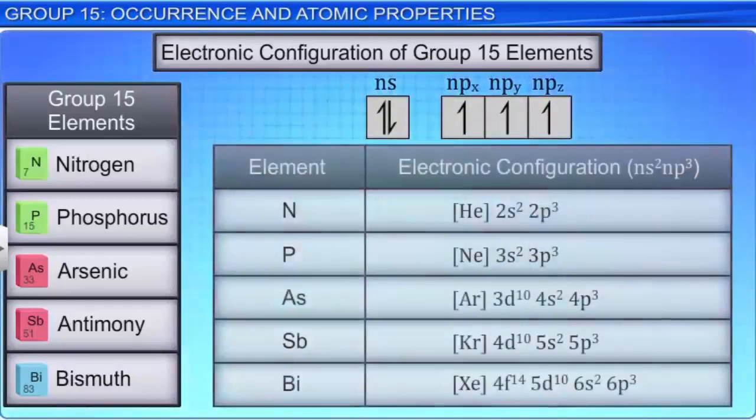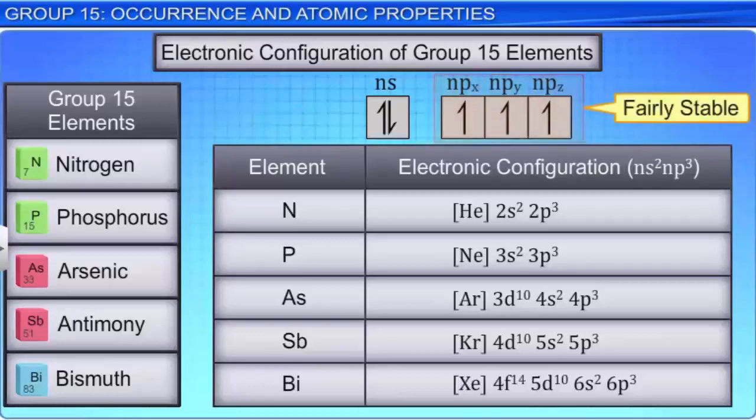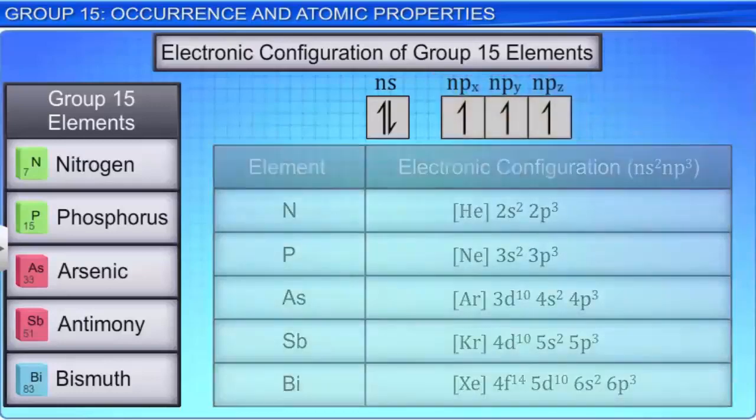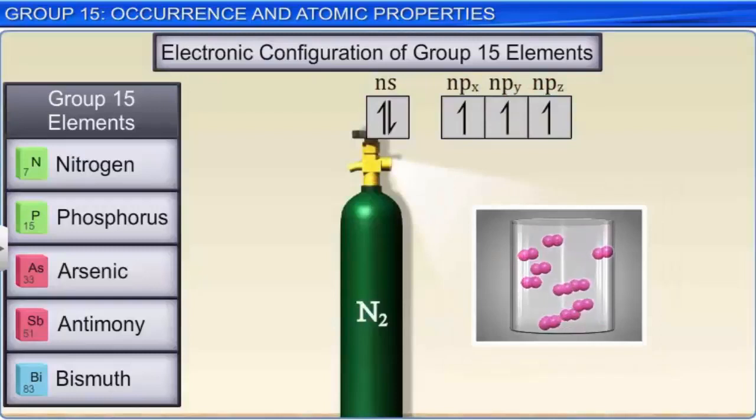The electronic configurations of these elements are listed in the table here. Due to the exactly half-filled electronic configuration of the np subshell, the elements of this group are fairly stable. For example, dinitrogen is an inert gas under normal conditions.